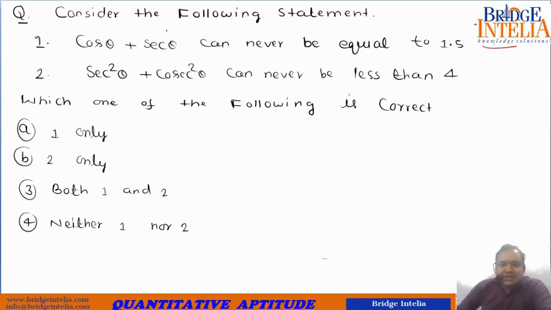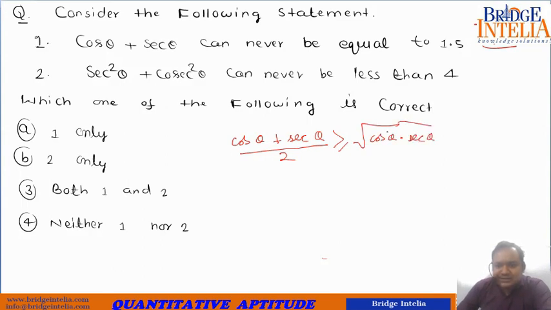So consider the following statements. Cos theta plus sec theta can never be equal to 1.5. So let us apply AM-GM: cos theta plus sec theta divided by 2 must be greater than or equal to the square root of cos theta into sec theta. As you know that cos theta and sec theta are reciprocals, so they will cancel out to make it 1. So it is very evident that cos theta plus sec theta is always greater than or equal to 2.